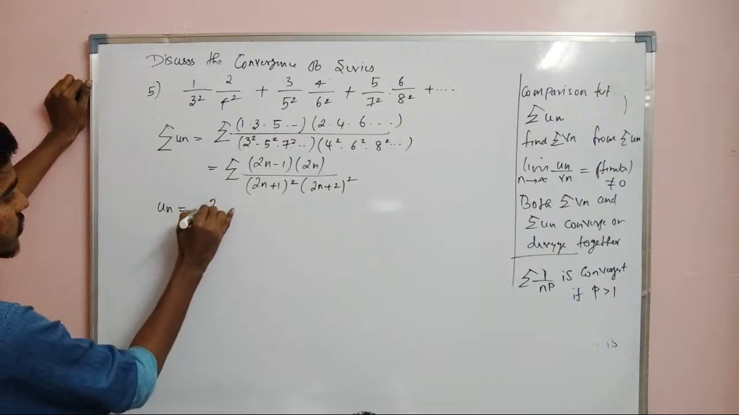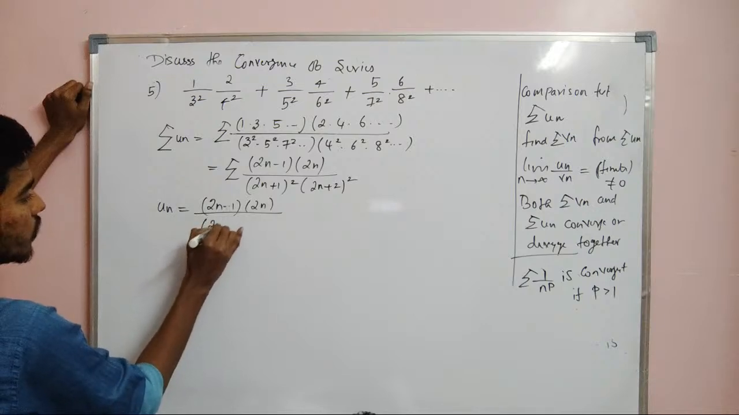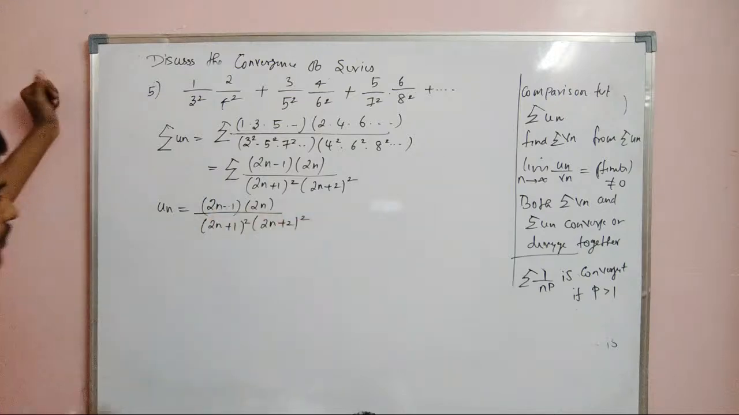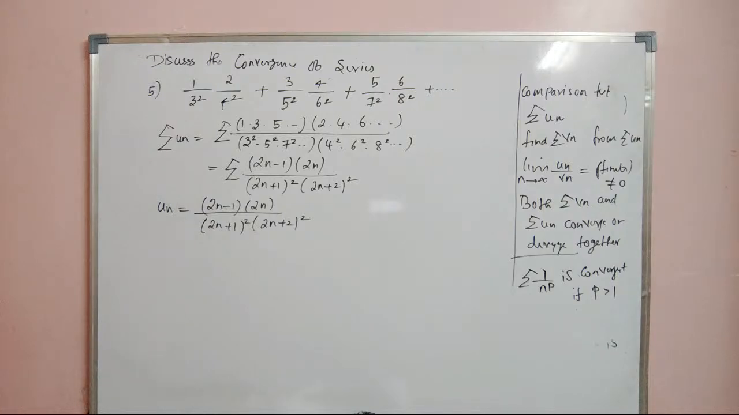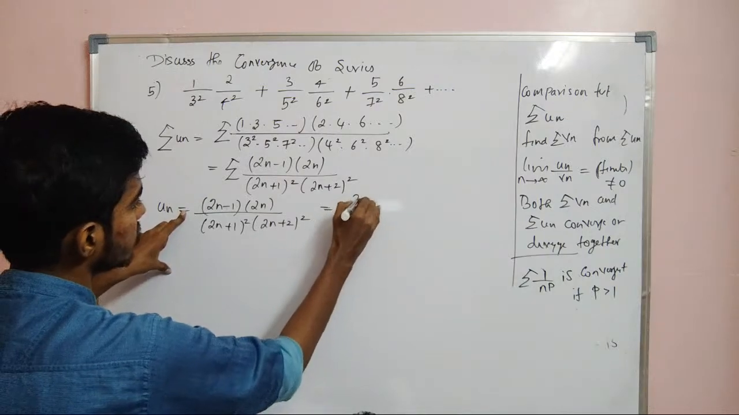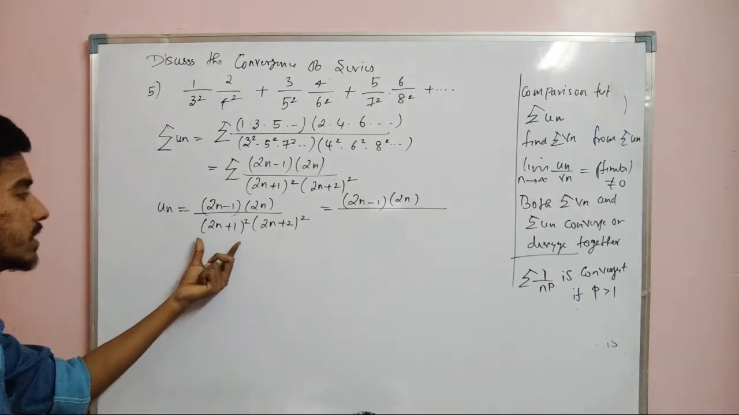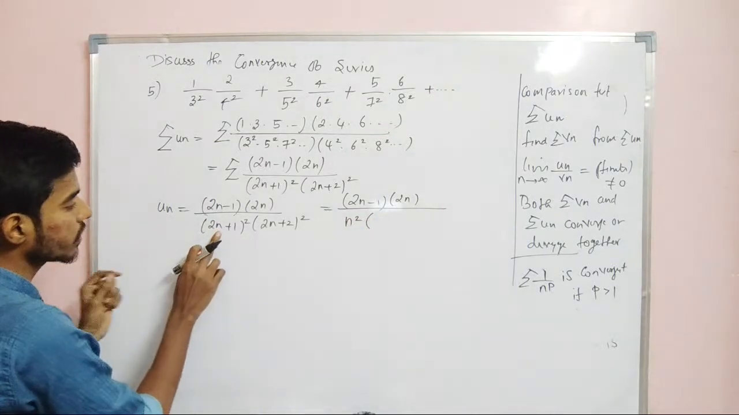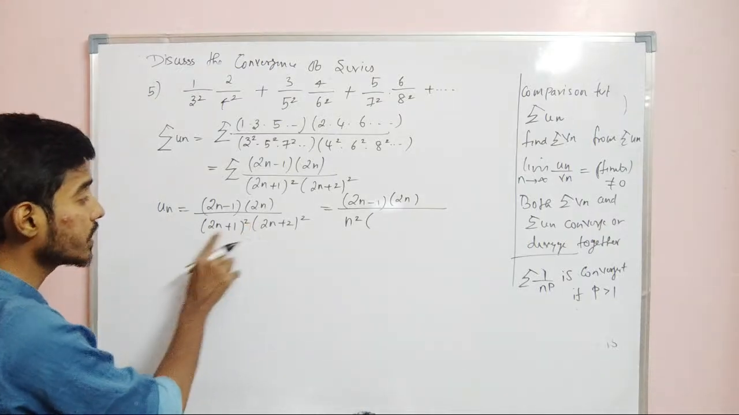So our un is (2n minus 1) into 2n, divided by (2n plus 1) whole square into (2n plus 2) whole square. So this is our un. Now we need to find bn. So before finding bn, we will simplify this. Let us say this 2n minus 1 into 2n. You have to take the highest degree common here. So what is the highest degree? n. I can take n square common here, right? Since we have square, I can take n square common.